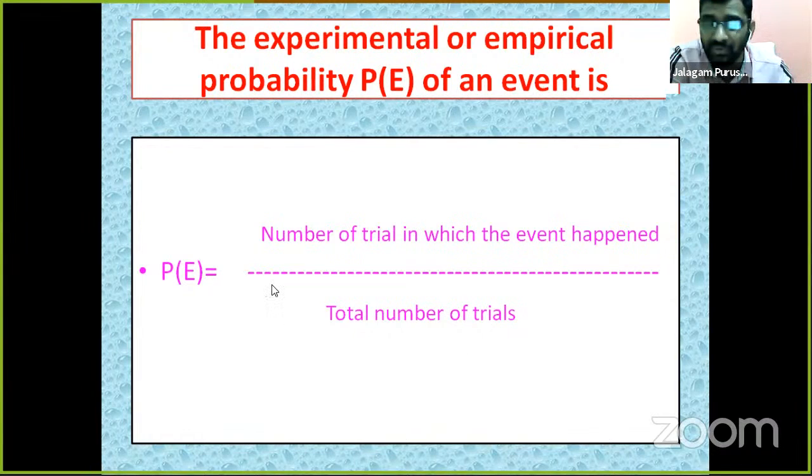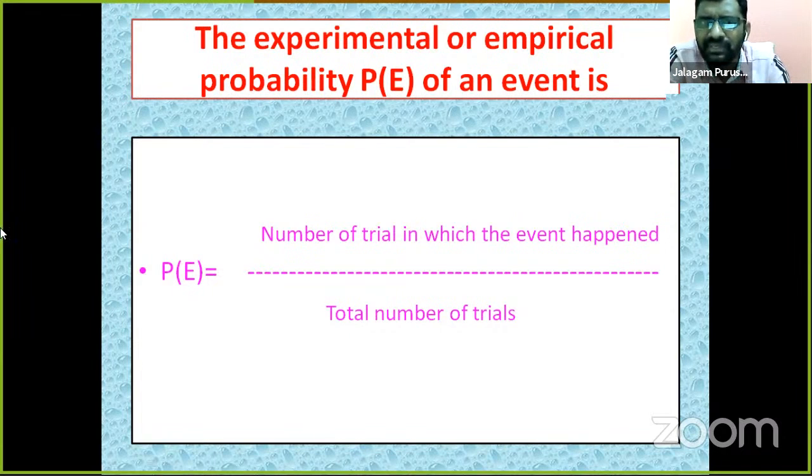In the previous example, he tossed the coin 24,000 times. How many times did the head come? Nearly 12,000. So here, the number of trials in which the event happened is 12,000 out of 24,000. Have you understood, children? Here, P is the probability of the event.